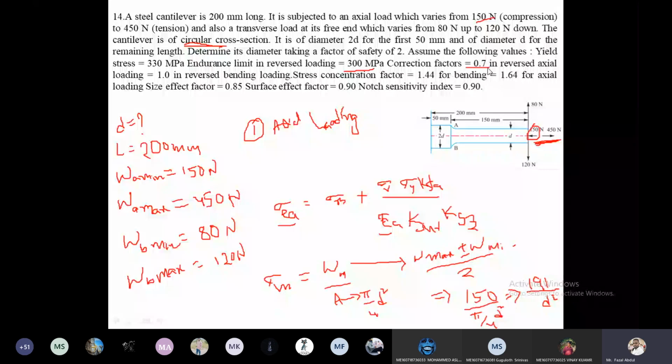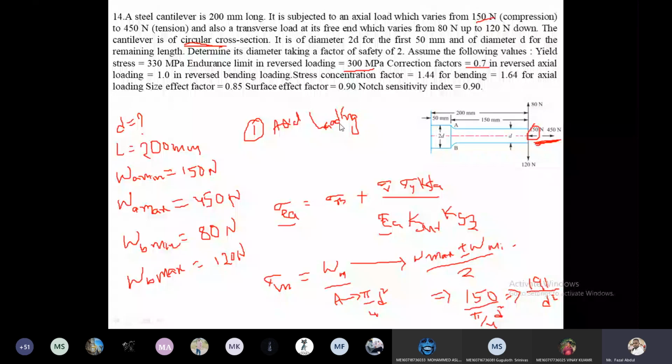Oh, see here, correction factor 0.7 for the axial loading, 1.0 for the bending loading. Two factors are given. So we need to select for... now I am calculating for the axial loading. See the title, first one, according to the axial loading I am calculating. So according to axial loading means whatever parameters I am considering here, everything is related to the axial load, not for the bending loading. Okay. Because I am calculating the axial loading, I am taking the factor for the axial loading.